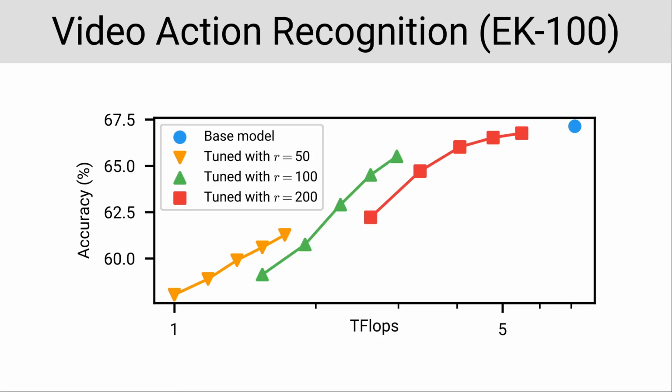We also consider video action recognition on the Epic Kitchens 100 dataset using the Vivid model. We test three versions of the model optimized for different numbers of updated tokens. Here we show the trade-off between compute cost and classification accuracy.